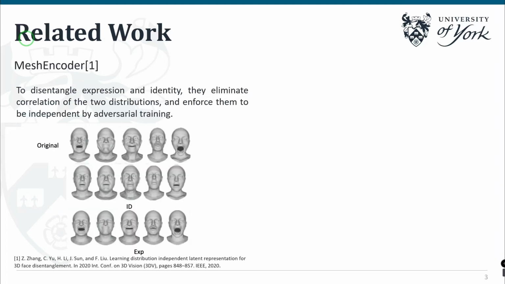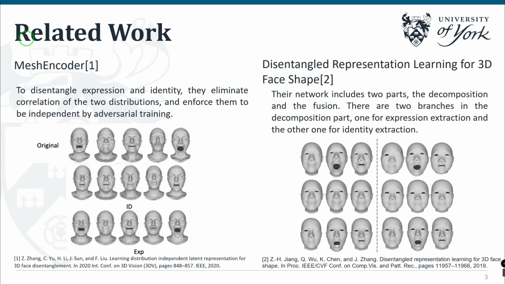Some related work already did the 3D face disentanglement work. We would like to introduce two works. The first one, Mesh Encoder, is Zhang's work. They proposed a distribution independence-based method to learn to decompose 3D face shapes. This method aims to eliminate correlation of the identity and expression distributions. The second one is Zhang's work. They used two branches in the decomposition part, one for expression extraction and the other for identity extraction.